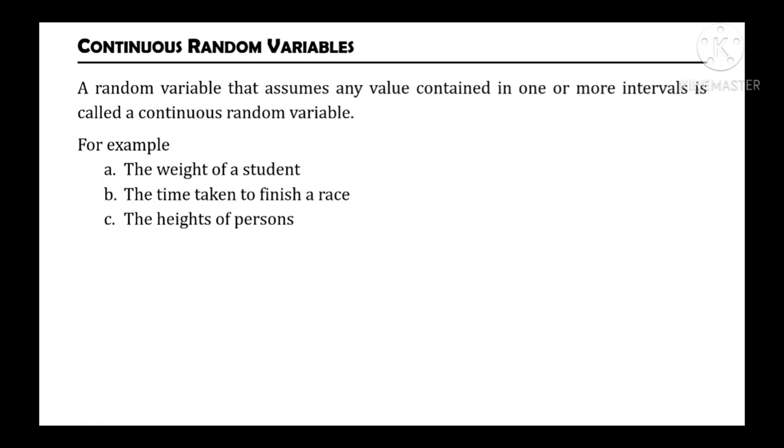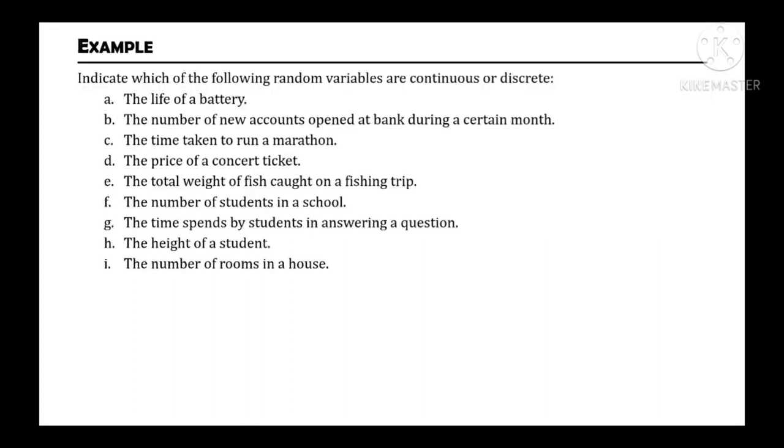The time taken to finish a race. Time is also a continuous random variable, as time can be seconds, minutes, hours. There is no one exact measurement for time. And the heights of a person. So heights are also continuous random variables. We have centimeters, meters, inches, and so on. This means there are no one exact measurements for these variables.